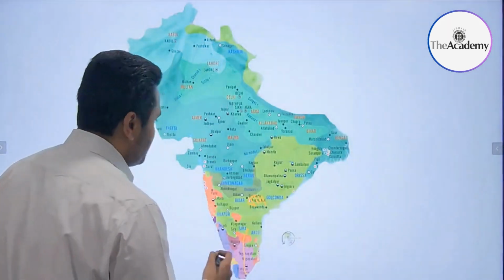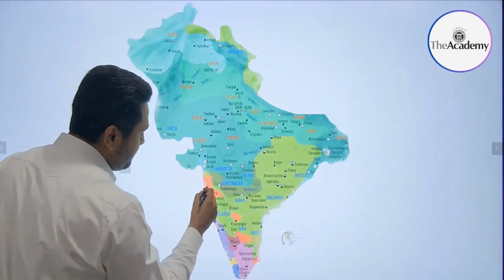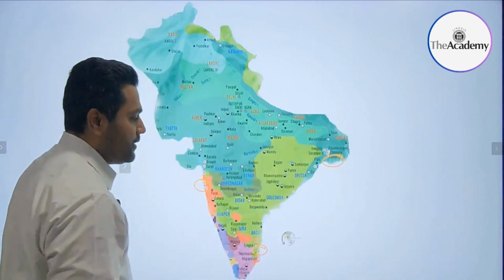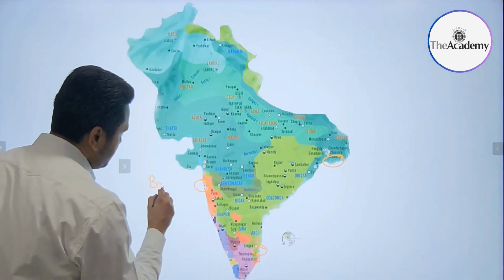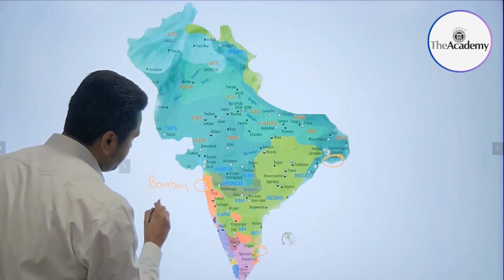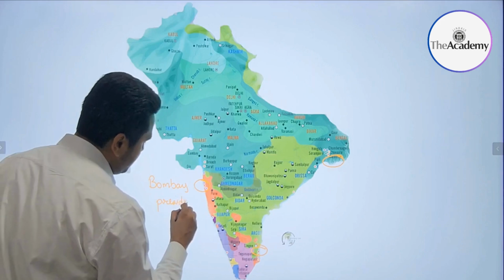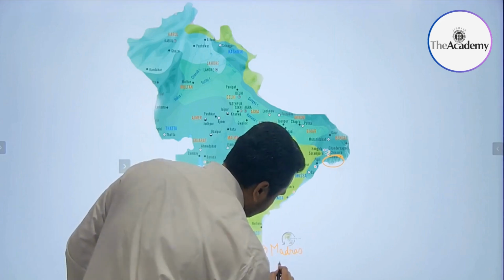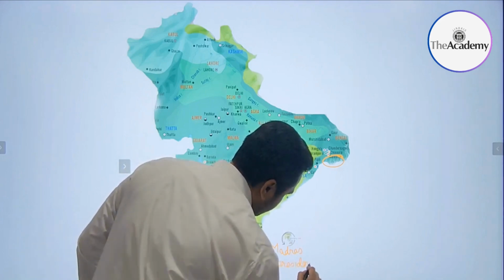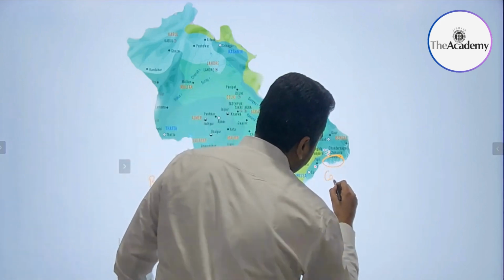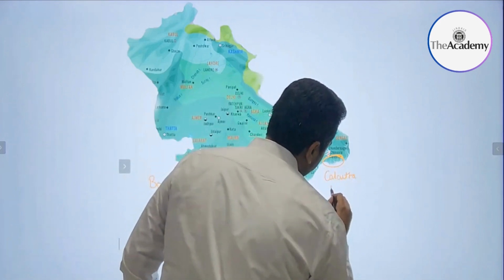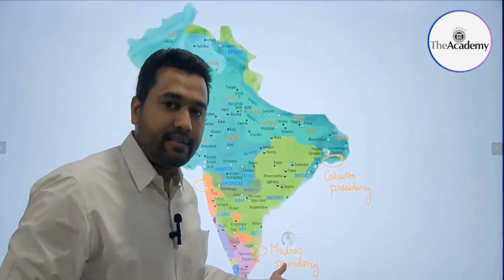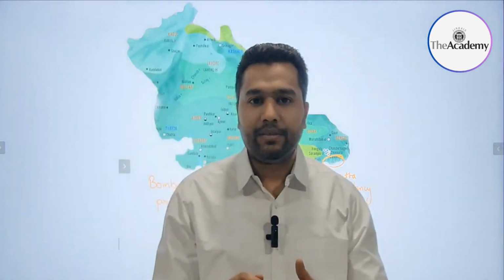By the beginning of the 18th century, it was only in Bombay, Madras and Calcutta that we had three presidencies. So we had the Bombay Presidency, the Madras Presidency, and the Calcutta Presidency. These three presidencies acted independently from each other.